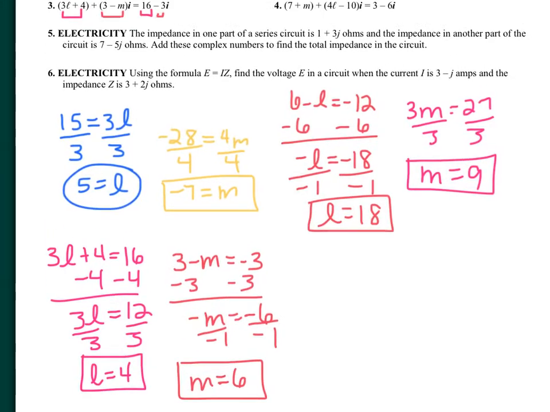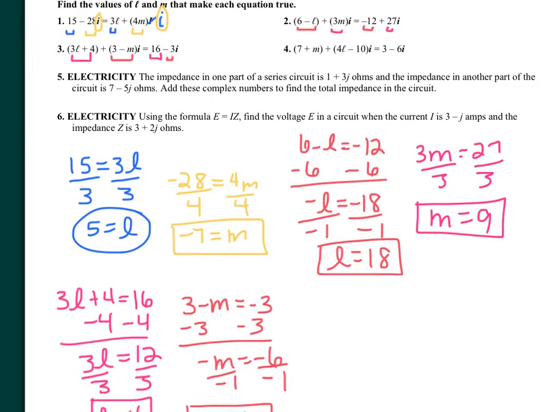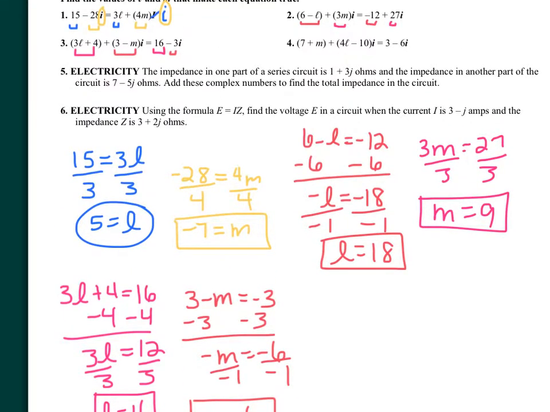Again, we can check this. If we have positive 4 for L, that would make this 12 plus 4 is 16. And then for the imaginary part, m was 6. So 3 minus 6 is negative 3. So we're good.